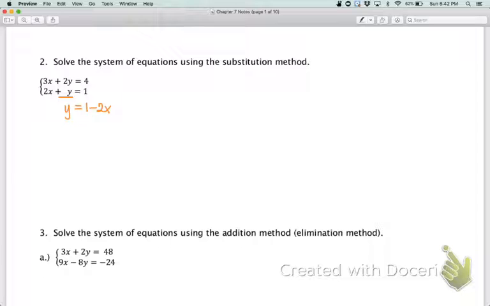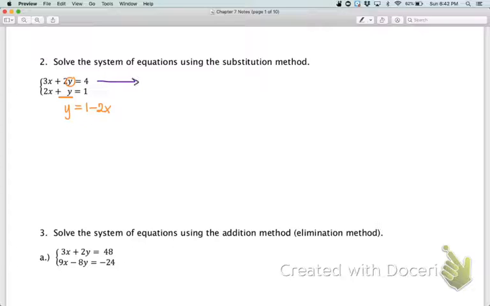Now, what this means is that no matter what y is, it is always going to be equal to 1 minus 2 times whatever x is. That's always going to be the relationship between x and y. Since we know that is always true, I can take out the y from this first equation and replace it with what I know y is equal to, which is 1 minus 2x. And so that's what we will do.